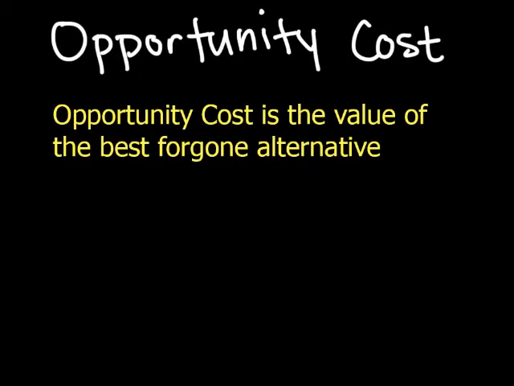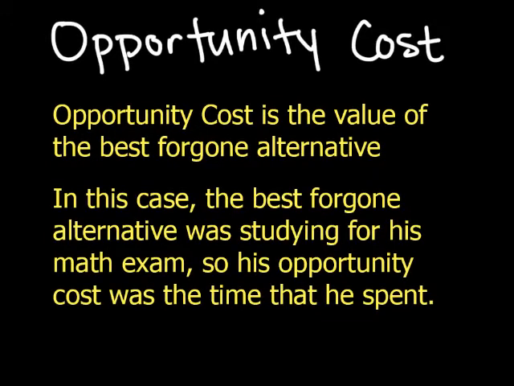Let's go over some definitions now. Opportunity cost is the value of the best foregone alternative. And as I have just stated, in this case, the best foregone alternative was studying for his math exam, so his opportunity cost was the time that he spent.